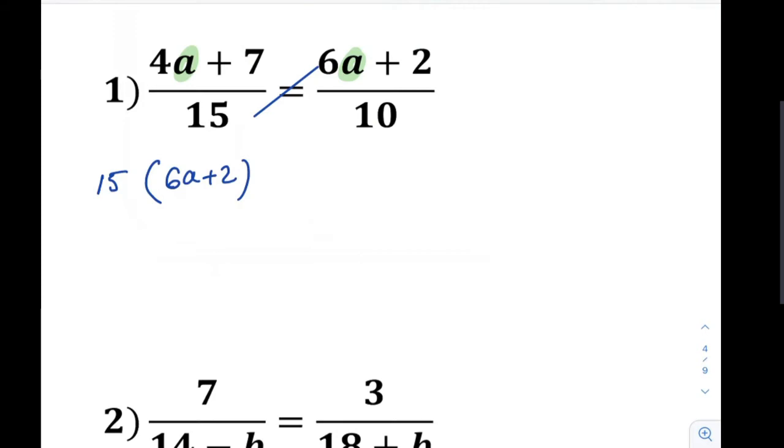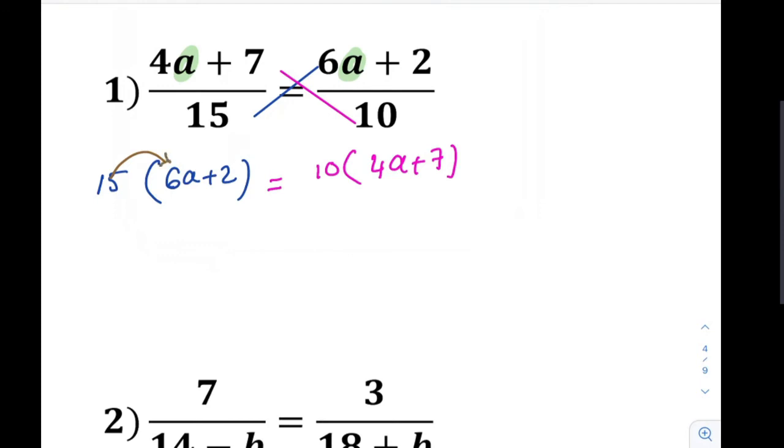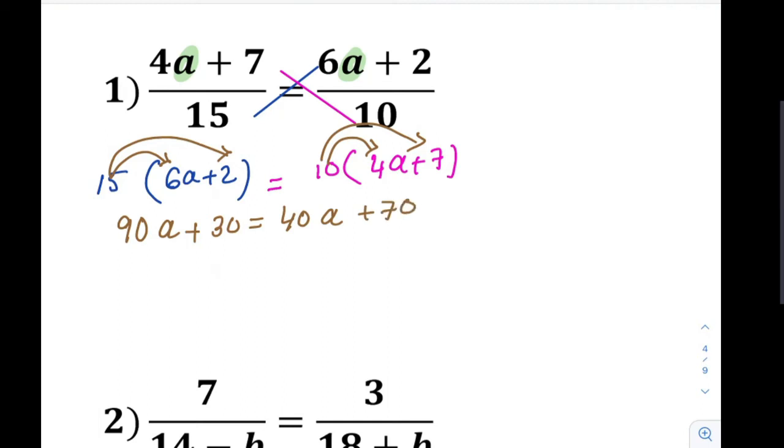It is equal to 10 times the whole expression that is shown in the numerator. And we will use the techniques that we have studied before. Let's do it together. 15 times 6a. So we'll multiply 15 times 6, 90a, plus 15 times 2, 30, equals 10 times 4a, 40a, and 10 times 7, which is 70.